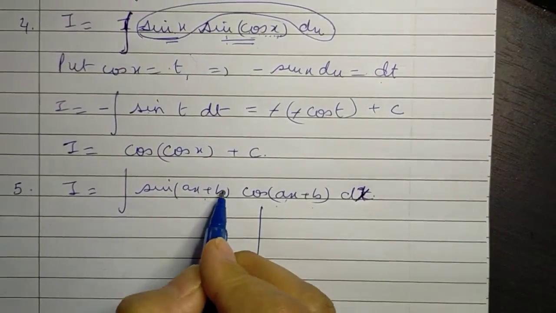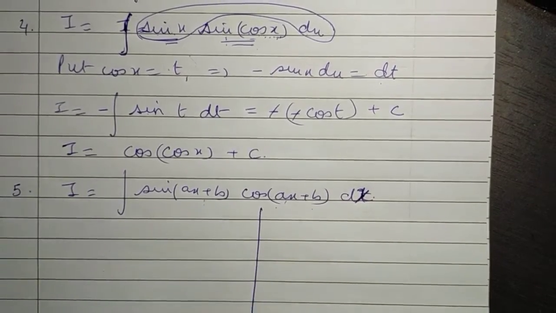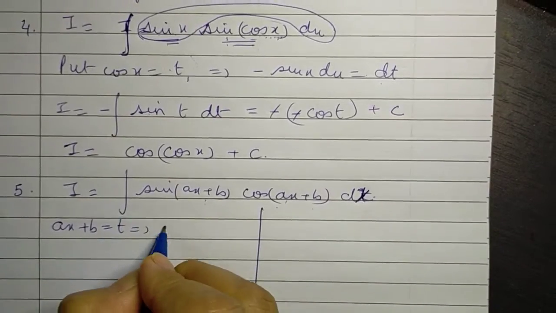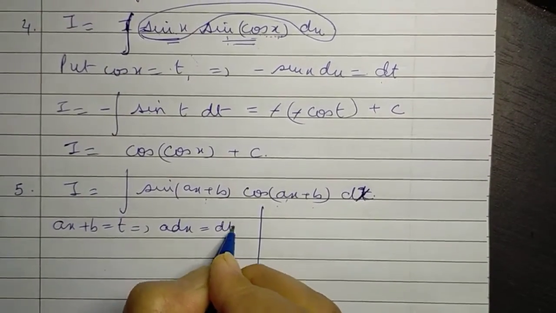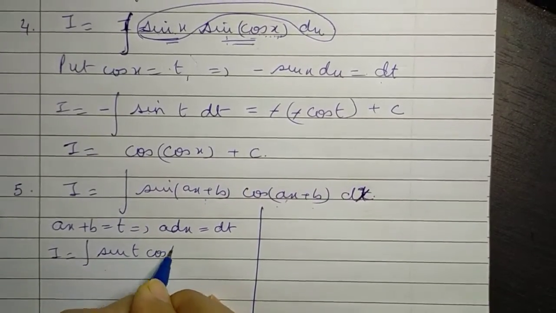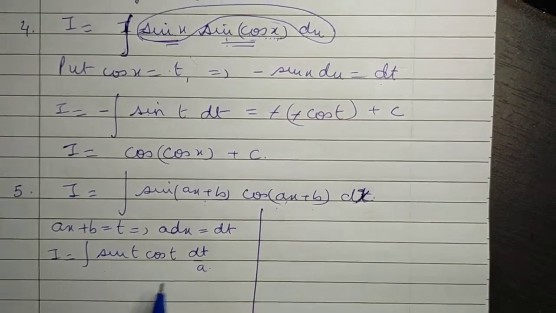One is that, as I have already told you, you put this inner function as t. So what do you get? ax plus b as t. We get a dx as dt. I becomes equal to sin t cos t, and in place of dx you will be writing dt by a.